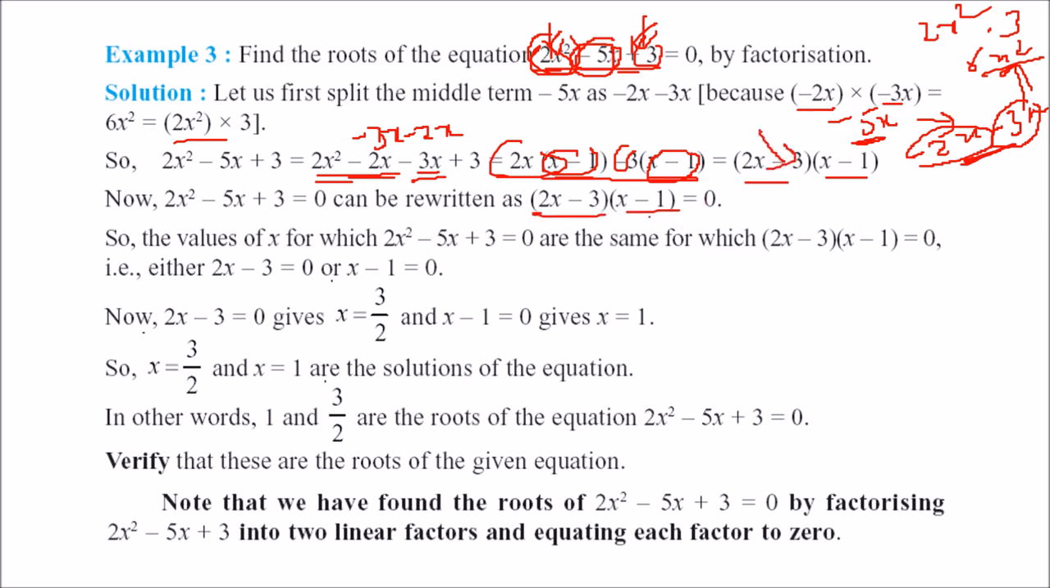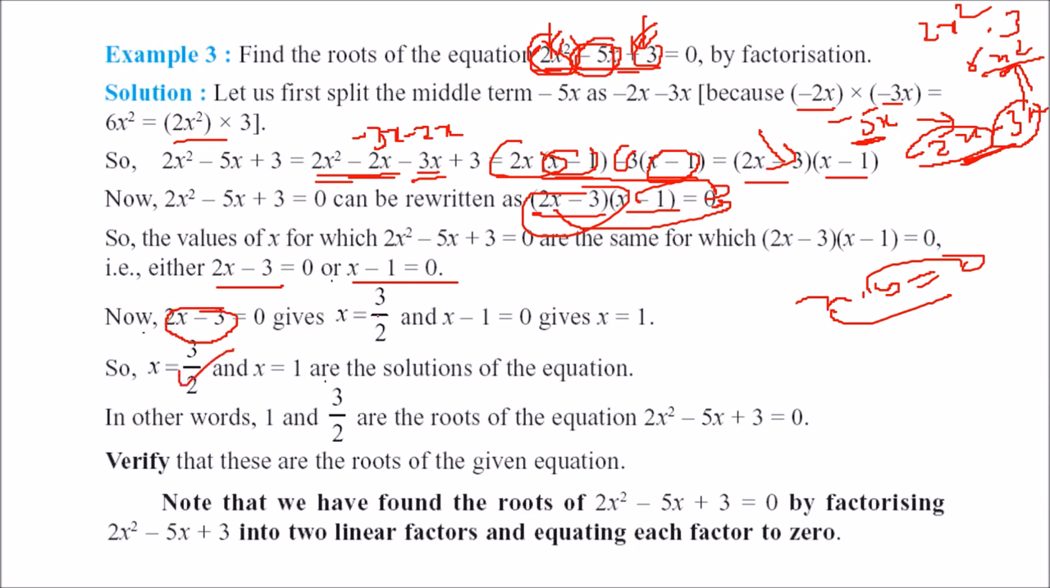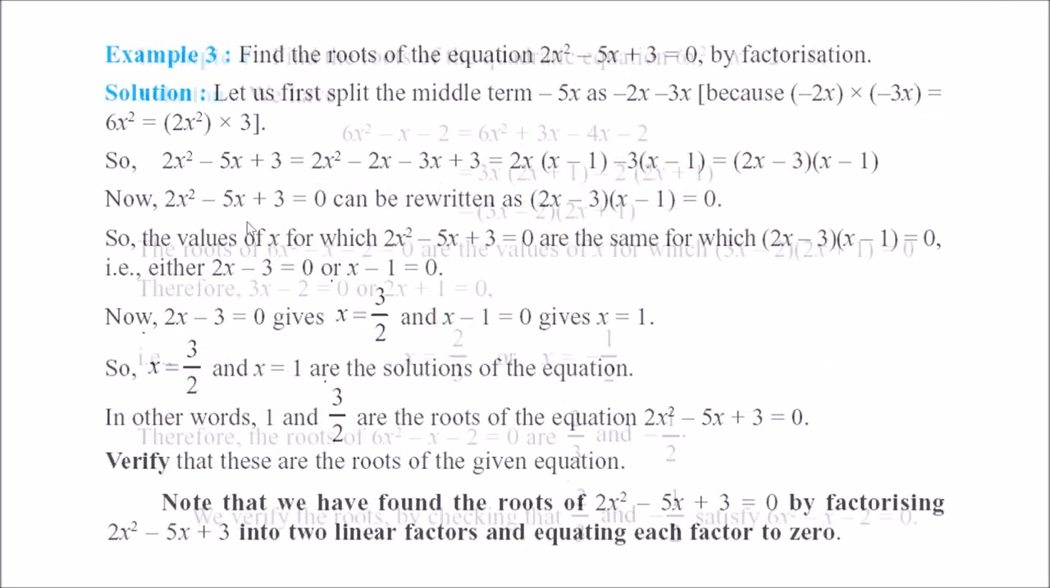Now these are the factors. So either this has to be 0 or this has to be 0. Say x into y equal to 0: either x has to be 0 or y has to be 0. So now we can place 2x minus 3 equal to 0 and x minus 1 equal to 0. So this gives x equal to 3 by 2, and this gives x equal to 1. So these are the solutions of the equation. 1 and 3 by 2 are the roots of this equation. We can also verify: just place these in the equation and you will get 0.